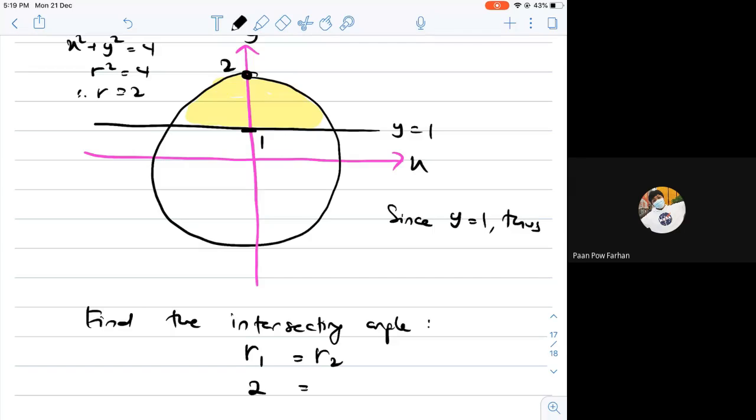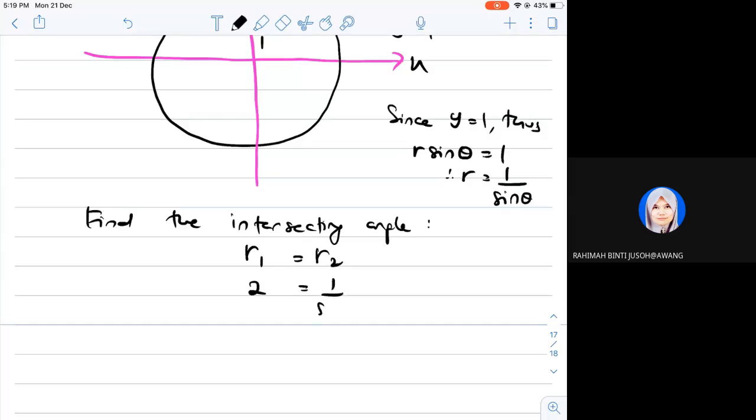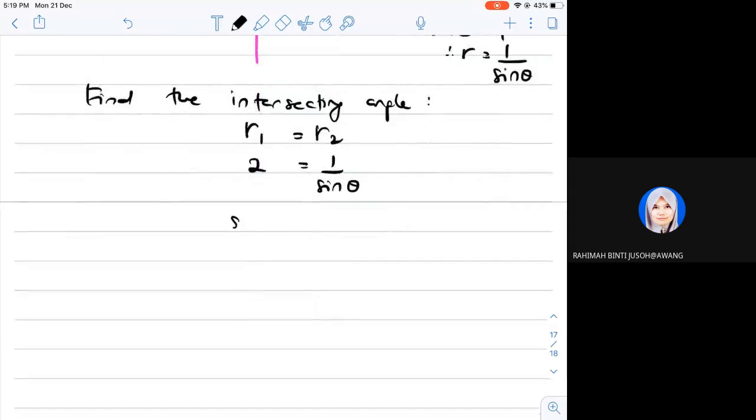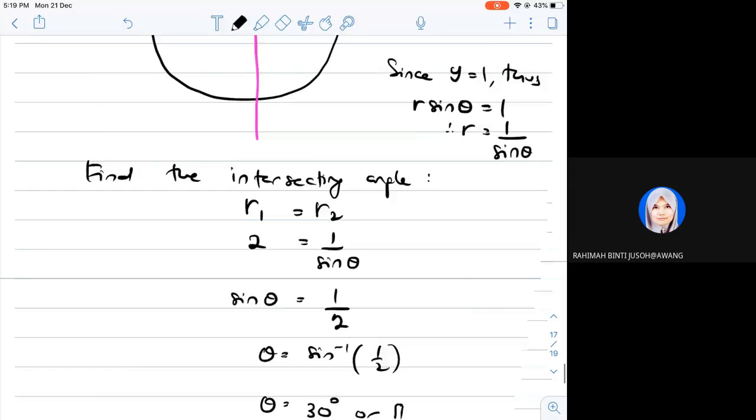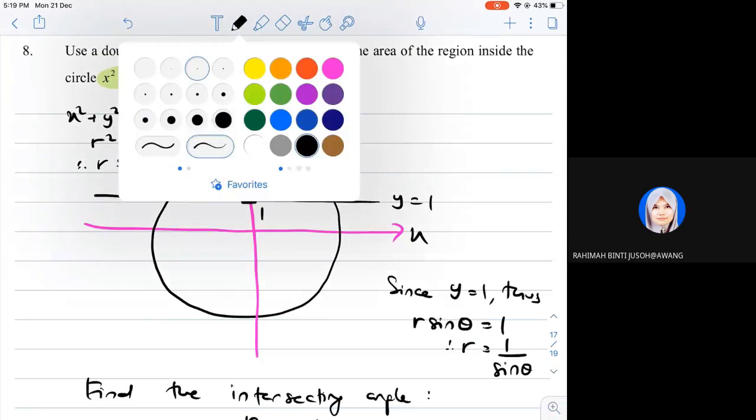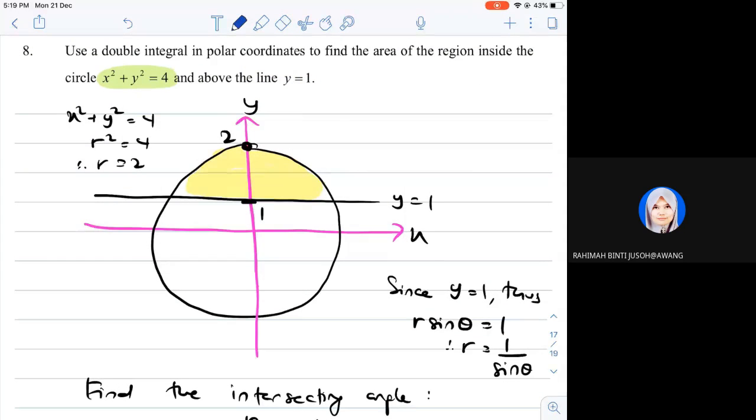y equals r sin theta. Yes, r sine theta equals 1. Therefore, r equals 1 over sine theta. So the second r is 1 over sine theta. Now sine theta equals 1 over 2, so theta is arc sine of 1 over 2. We have theta equals 30 degrees, or pi over 6. So now the intersecting angle should be here. Theta equals pi over 6.